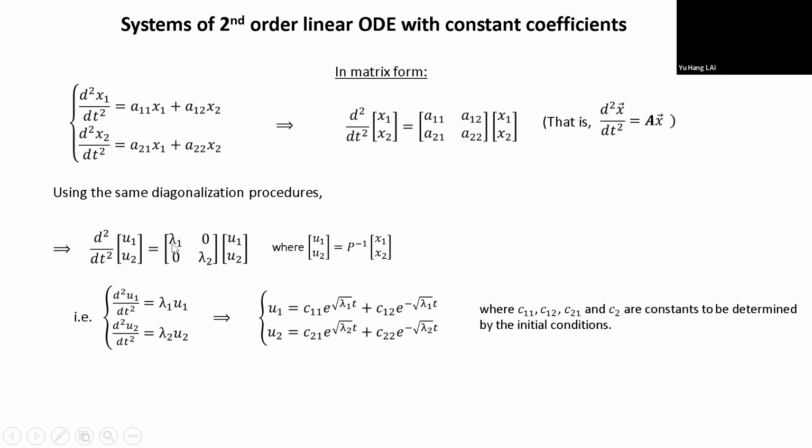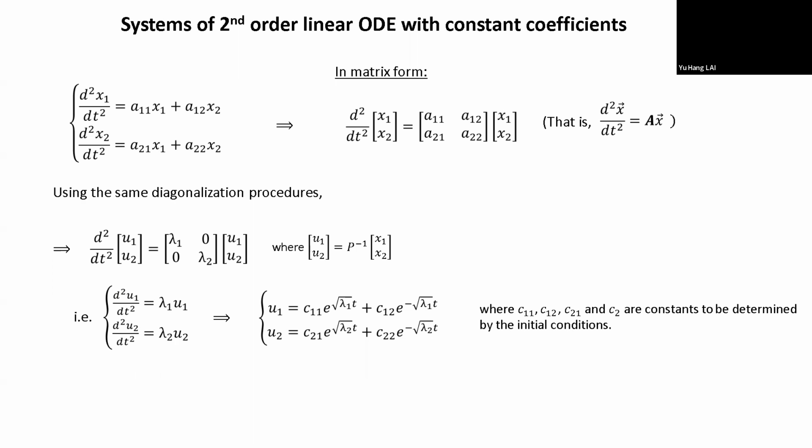Now I have U1 just depending on U1 itself, and U2 just depending on U2 itself. Then this matrix system is written like this: just two second order ODEs which look independent of each other. So this one by itself, you know immediately how to solve.